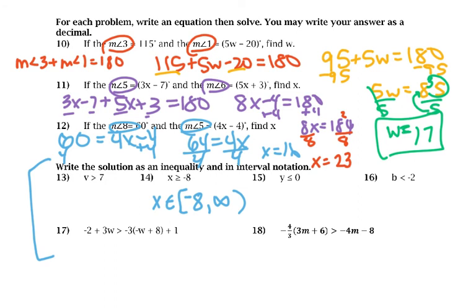On 17 and 18, you're going to actually have to solve it. So you're going to end up with like w is greater than something, or w is less than something, and then you're going to also write that as an interval. So you can look on the notes if you don't really understand, or if you feel like you need help for one, but try to do them yourself and see what you can do.